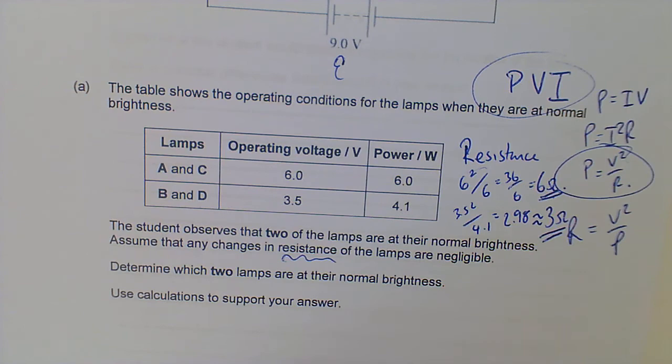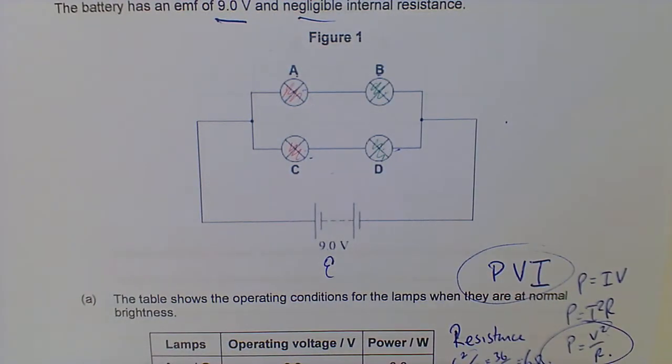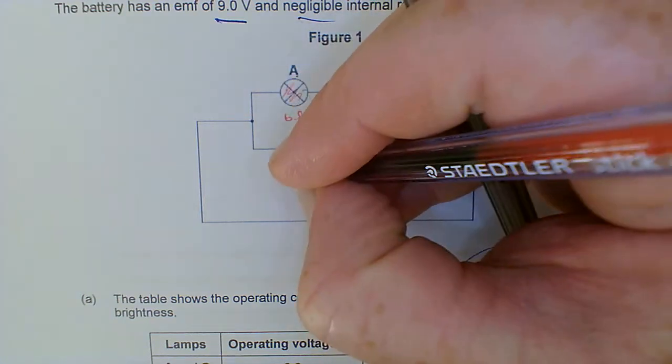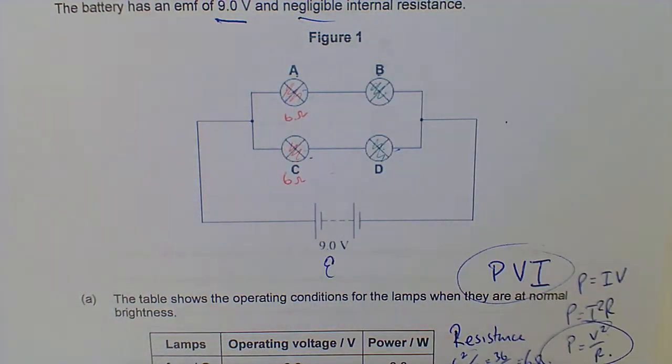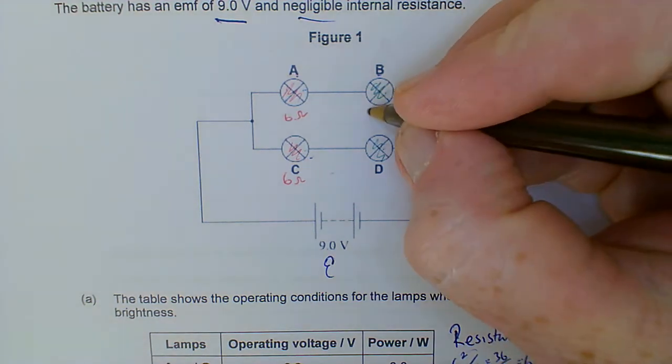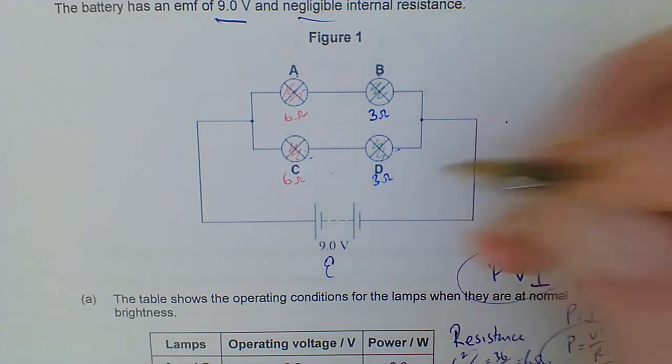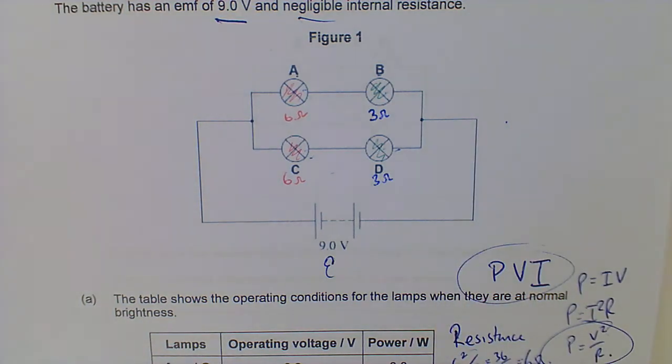Right, so I'm going to put that on the diagram. I'm going to say that A and C are 6 ohms, 6 ohms and 6 ohms, and I'm going to say that our friends here are 3 ohms, not blue, no, and 3 ohms, right? That should be in green, but never mind.